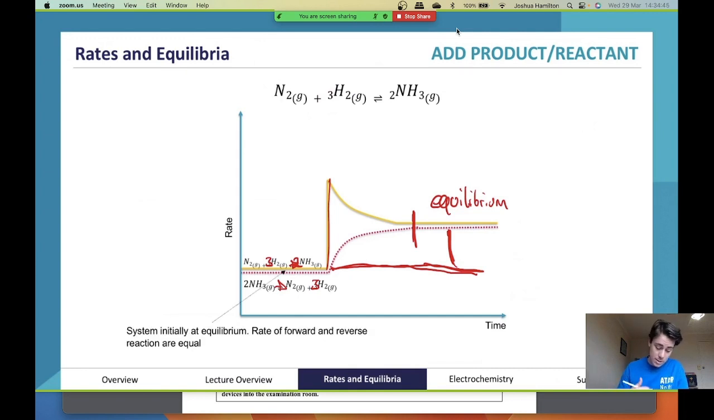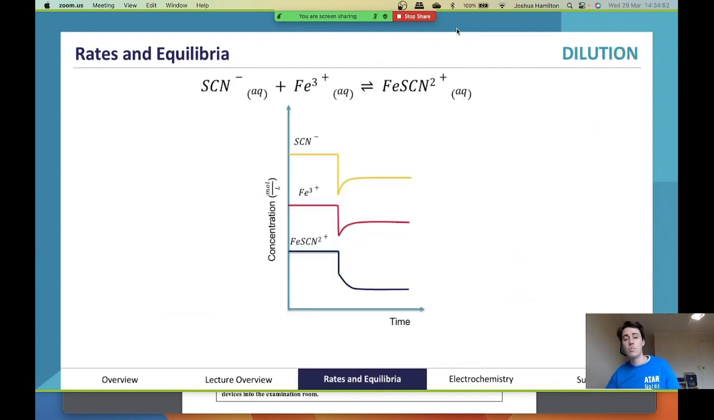So in this system, initially at equilibrium, and then we get the addition of N2, and then the equilibrium is established again. Cool. Now, what if we dilute something? We're not going to remove something, now we're going to look at diluting. What if we diluted this whole thing? What if we just added water in and diluted this whole thing down?